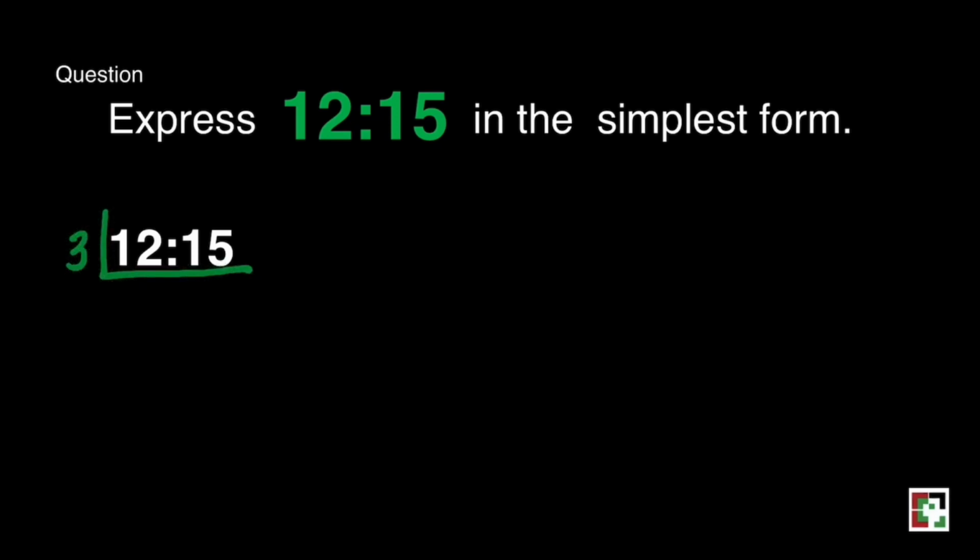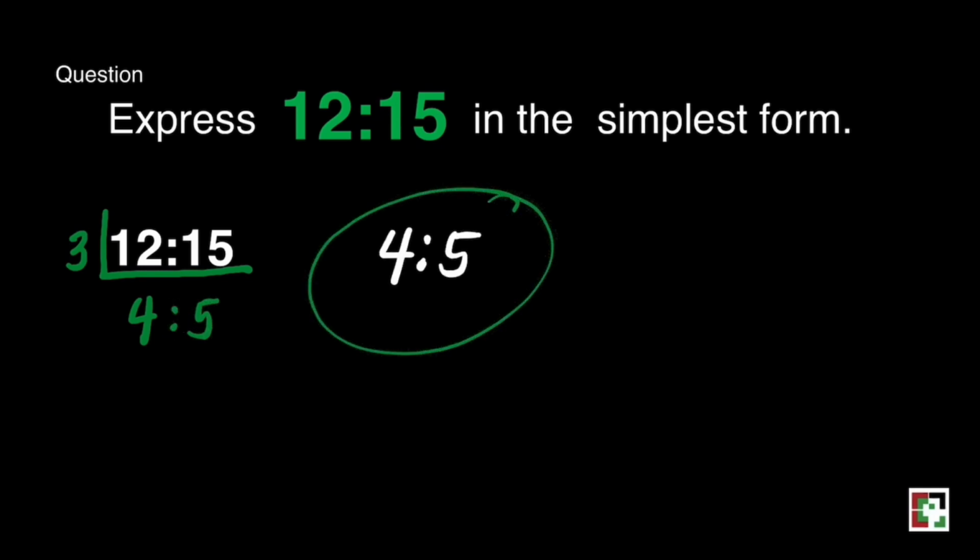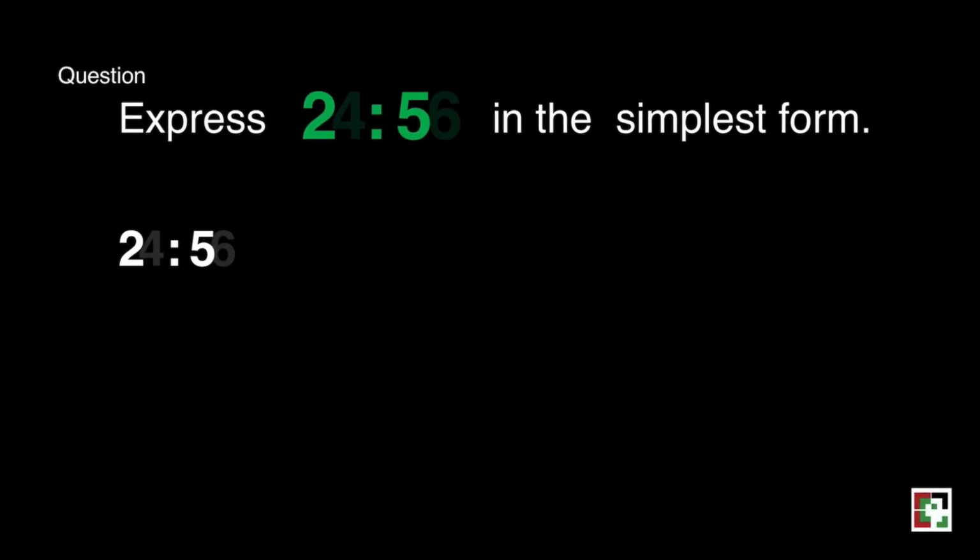Okay, what number can we divide 12 and 15? And that is 3. 12 divided by 3 is equal to 4, and 15 divided by 3 is equal to 5. Our final answer is 4:5. And that's so easy, right? Let's move on to the next one.